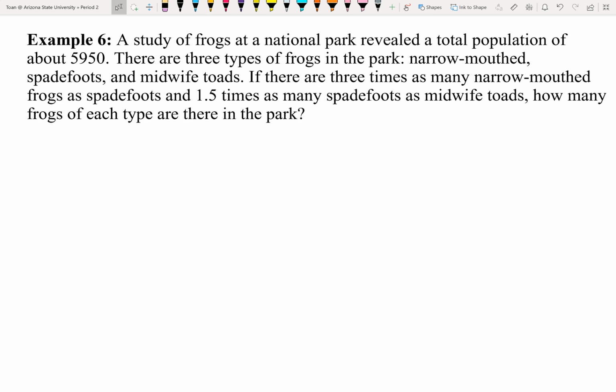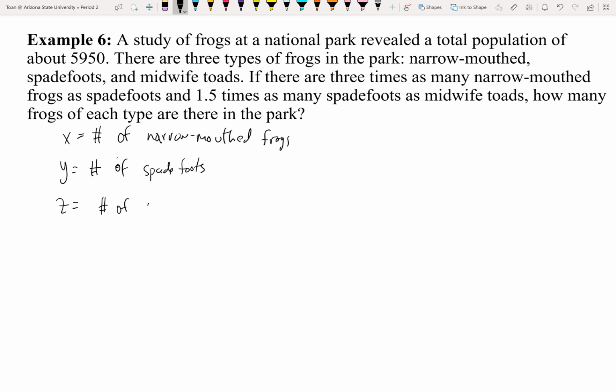First thing I'm going to do is define my variables. How many types of frogs do we have? We have 3 variables. We can use x, y, z, or n for narrow, s for spade, m for midwife. Use whatever variables you want. I'm a boring person, I'll use x, y, z. So x is the number of narrow-mouth frogs, y is the number of spade-foots, and z is the number of midwife toads.